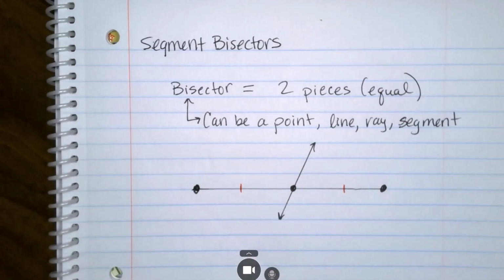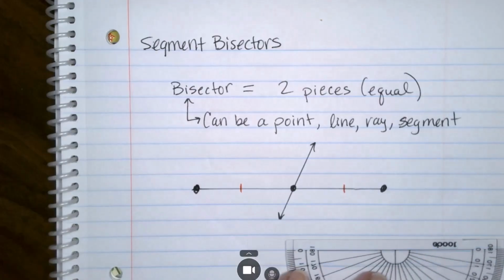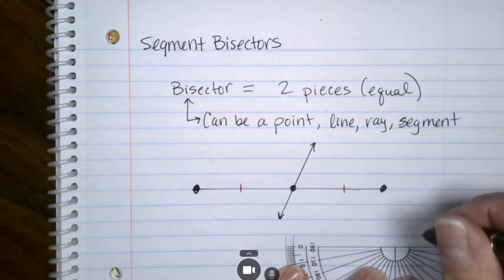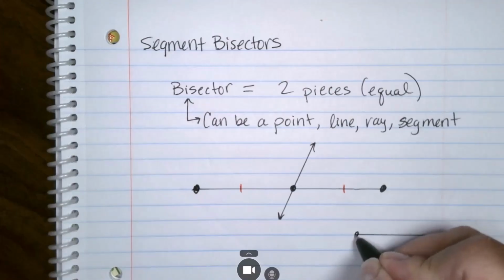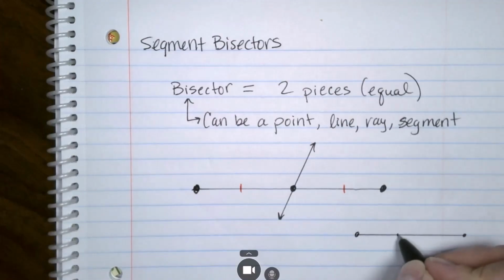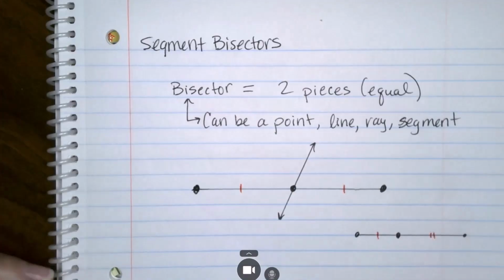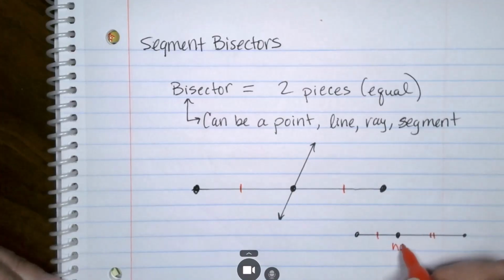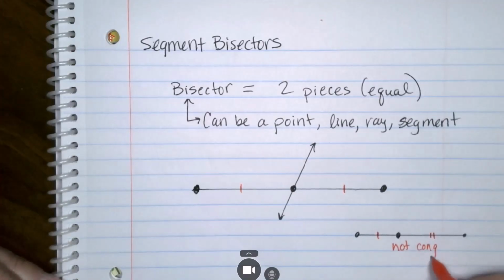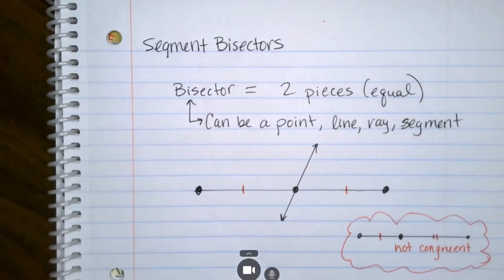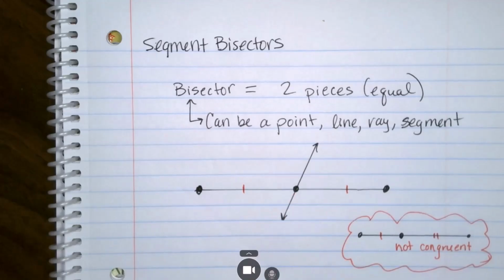So if you, for instance, had something and it wasn't in the middle, put a point there. You could put one mark on here, but a little two hashes here. This would be not congruent segments. All right, so this is a segment bisector. We're going to do a bunch of problems with this. The notes on this are pretty easy, but the problems can be really difficult.